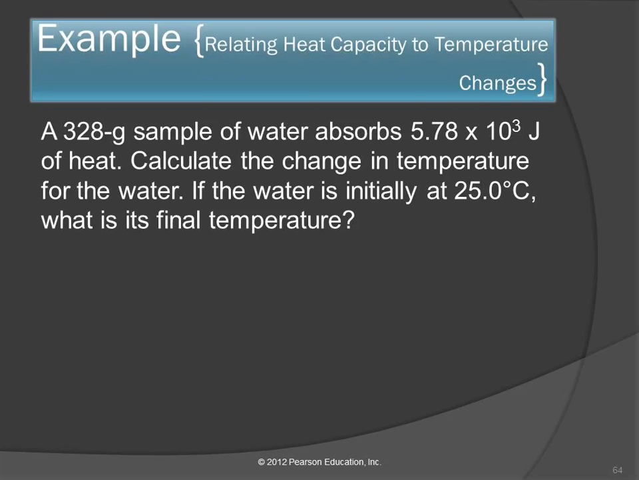A 328 gram sample of water absorbs 5.78 times 10 to the third joules of heat. Calculate the change in temperature for the water. If the water is initially at 25.0 degrees Celsius, what is its final temperature?